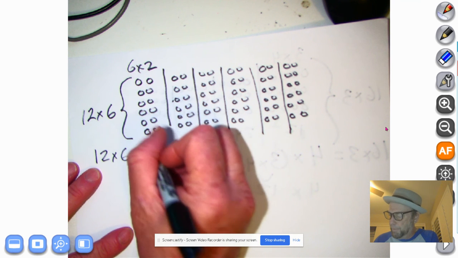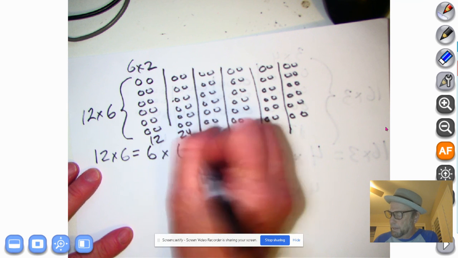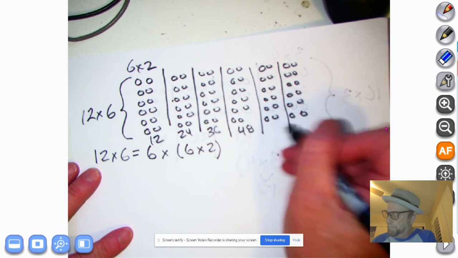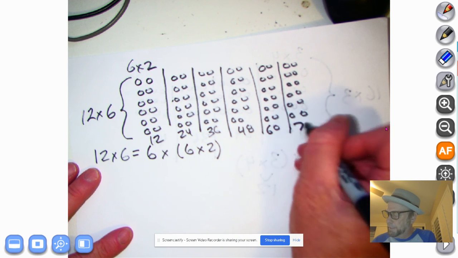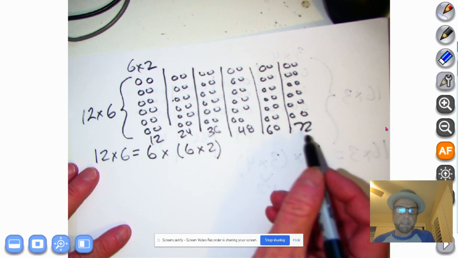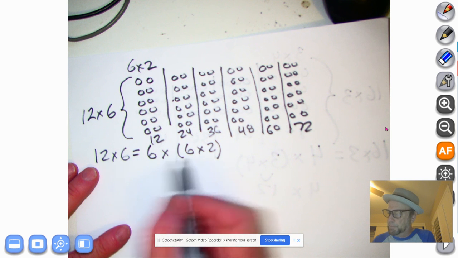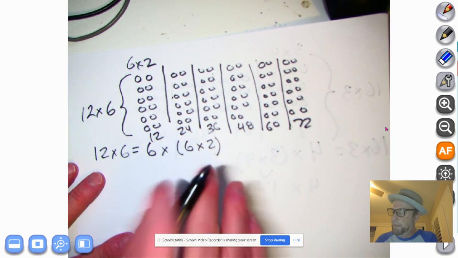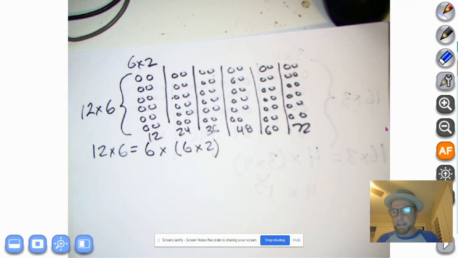We have 12, 24, 36, 48, 60, and 72. So 12 times 6 equals 72, or 12 times 6 equals 6 times 6 times 2. We can even break that down even further if we wanted to. Let's not, because we're running out of time.